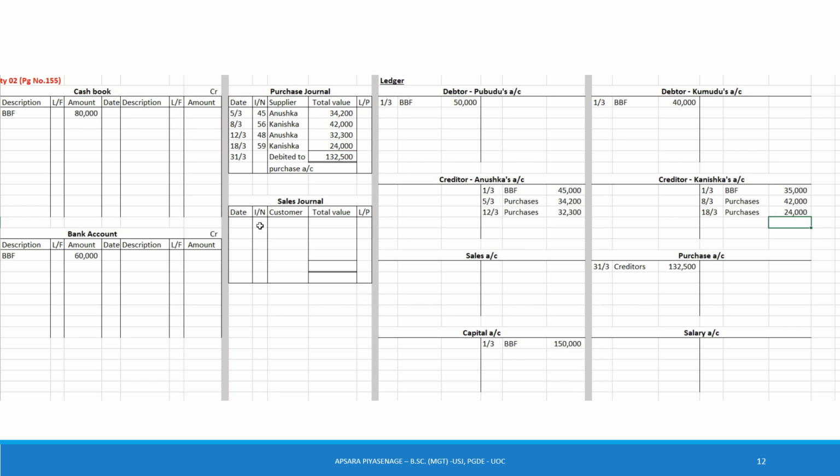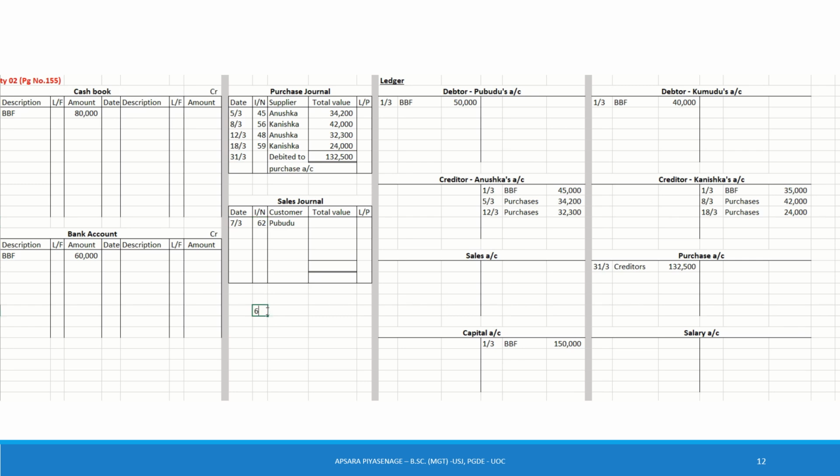So then we will go to the sales chart. Under credit sales, they have given information, and the sales policy is to give 10% discount for all credit sales. First one is 7th of March, invoice number 62. The customer is Pubudu. So to Pubudu, they have sold 20 shirts at 1,500.